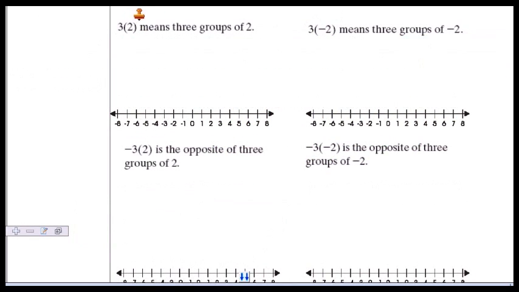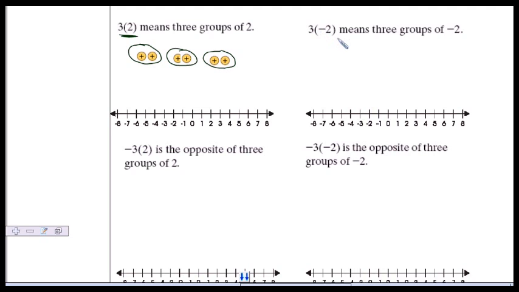So 3 times 2 means 3 groups of 2. In other words, you would have 2 positive counters in each group, and you would have 3 groups. Okay, we're going to use models. 3 times 2 means you have a group of 2, another group of 2, and another group of 2. So you have 3 groups of 2 positive integers.